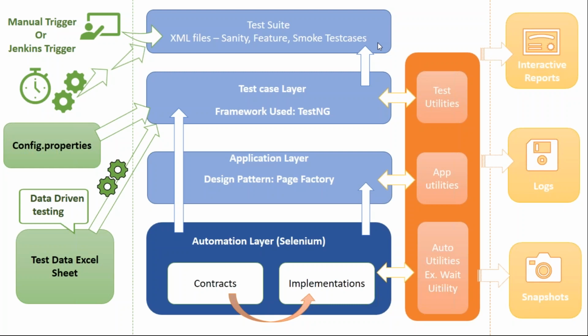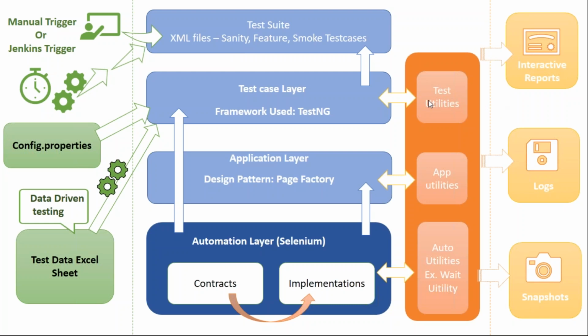The execution of those layers can be manual. Manual means either using Eclipse, right click and run as, or the second way is by executing it through the command prompt. So through the command prompt also you can execute these XML files. And when you are doing it through the command prompt, you can also do that through Jenkins. So we'll also be integrating Jenkins to it. Okay, so Jenkins will trigger these XML files.